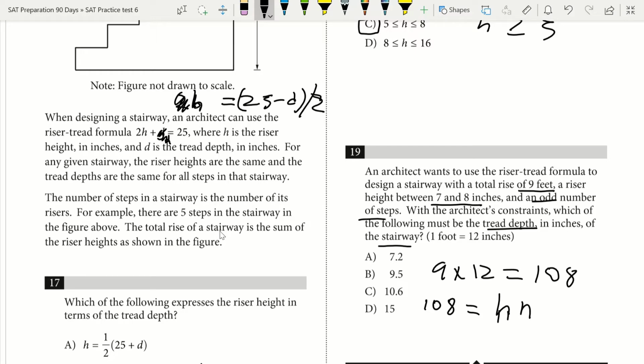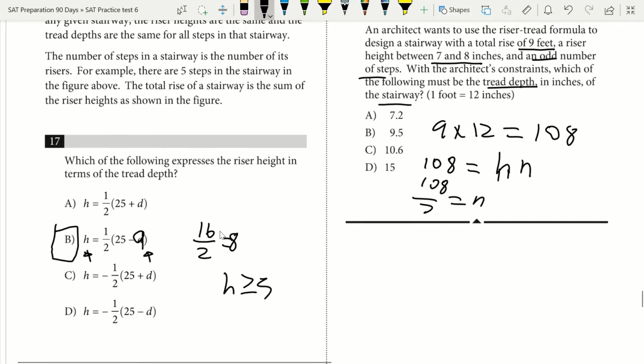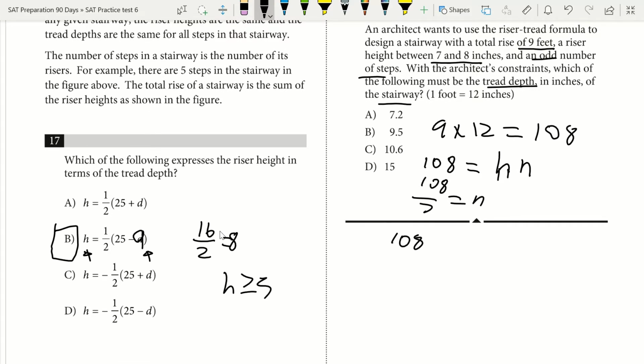Now we know that our height has to be between 7 and 8, so to find our possible number of steps, we're just going to put in a 7 here, right? So it'll be 108 over 7 equals n, and then 108 over 8 equals n. Then we're just going to put those in our calculator to see what they give us. Keep in mind n has to be an odd number because we want an odd number of steps.